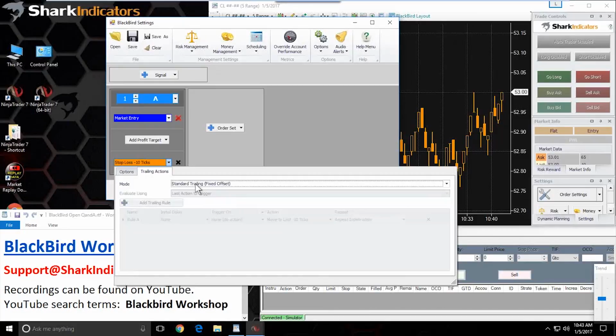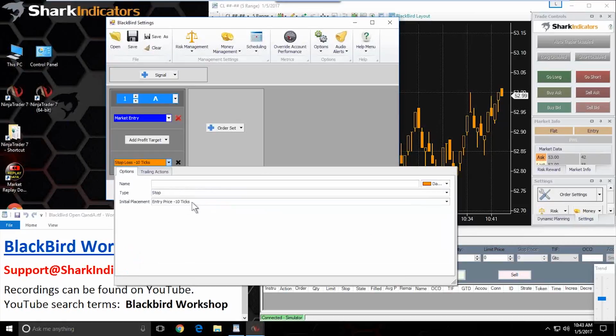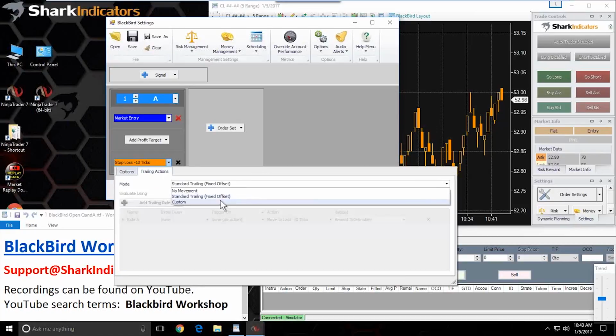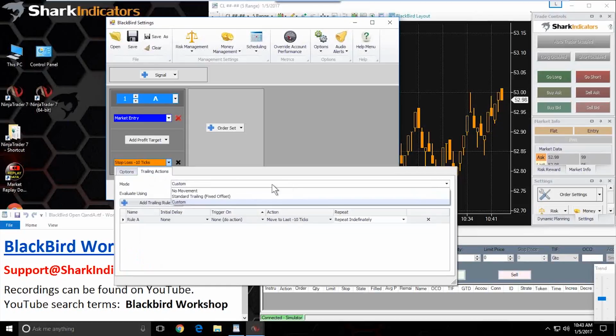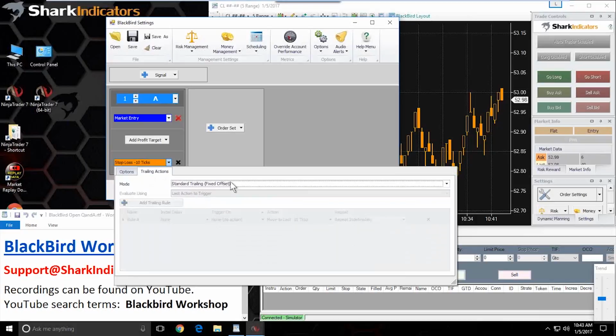Right? The standard trailing, a fixed distance offset. Since our initial stop loss is set to 10 ticks, and I set the action to a negative 10 ticks from the last price, that creates a fixed trailing stop loss of 10 ticks, which would be the same thing as using this standard trailing here. All right, so let me go back into the triggers here a little bit.